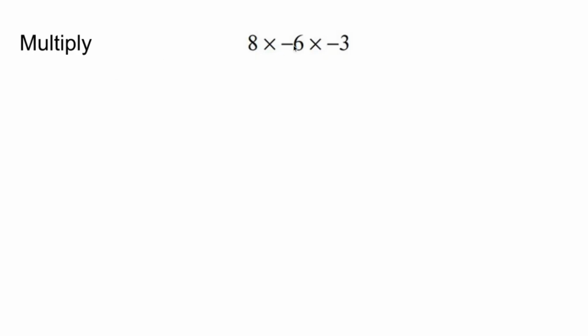Multiply 8 times -6 times -3. The trick here is making sure you feel comfortable about multiplying positives and negatives together. Always go left to right if all we're doing is multiplying. 8 times -6, positive times negative is negative, and 8 times 6 is 48. Drop down the times -3. A negative times a negative is a positive, so our answer is going to be positive.